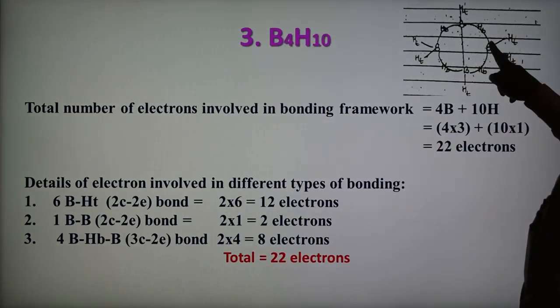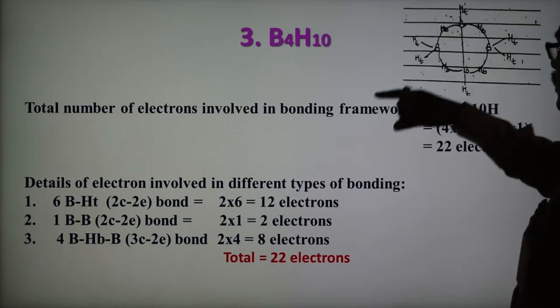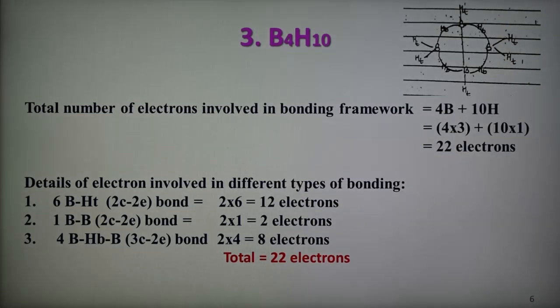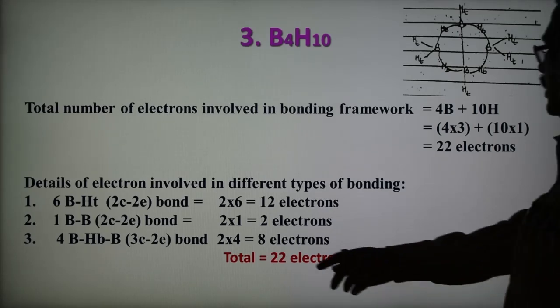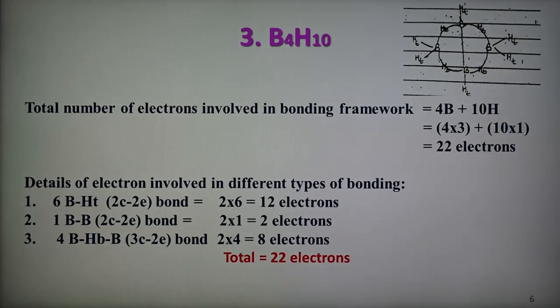So this is boron, hydrogen bridge, boron. This is 1, this is second, this is third, and this is 4th. So 4 bonds are there of the 3 center 2 electron type. So 2 into 4, 8. So the total is now 22 electrons.